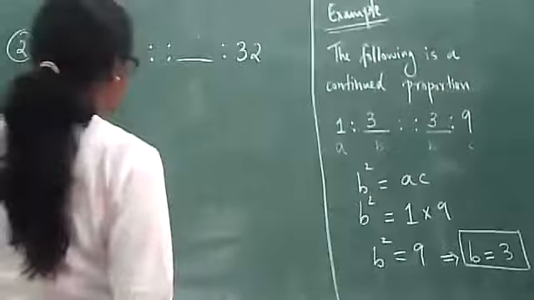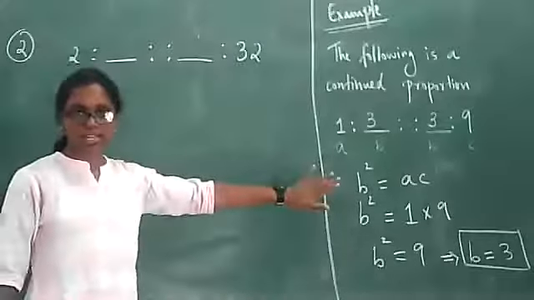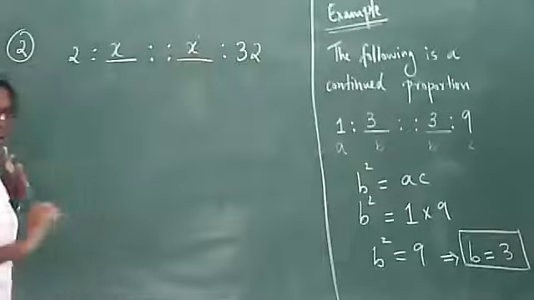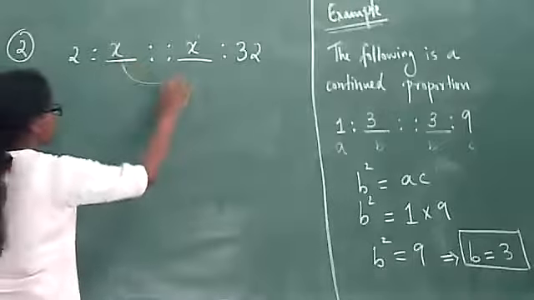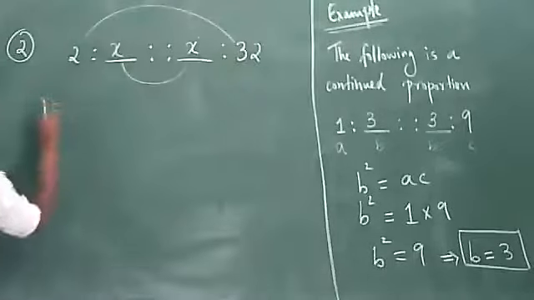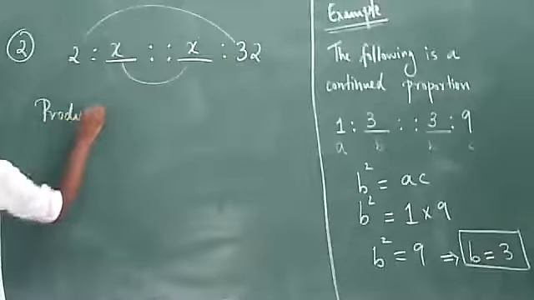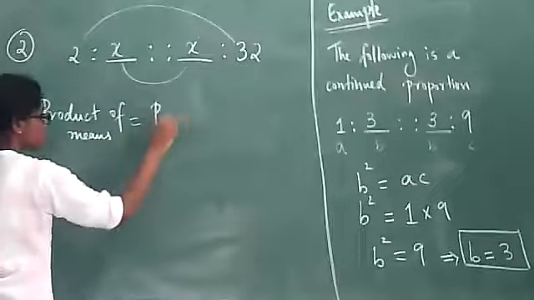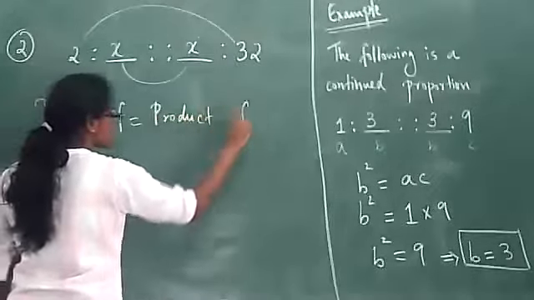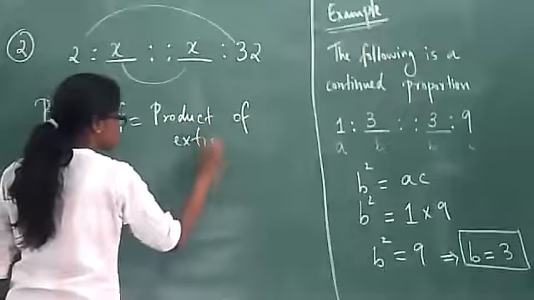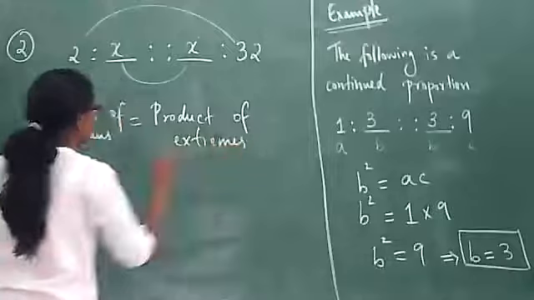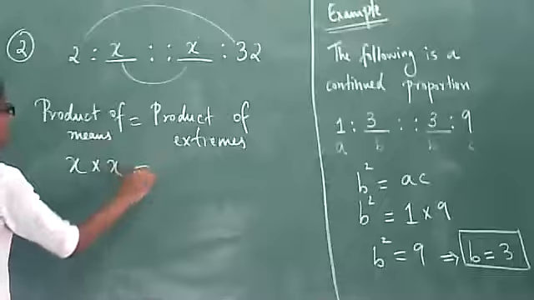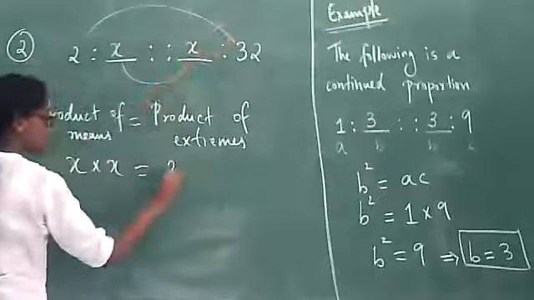If you're not comfortable with B square is equal to AC, it's okay. You can just write X wherever the number is not there. We know that product of means is equal to product of extremes. So write it down. Product of means is equal to product of extremes. What is the product of means? X into X. And the extremes are 2 into 30.